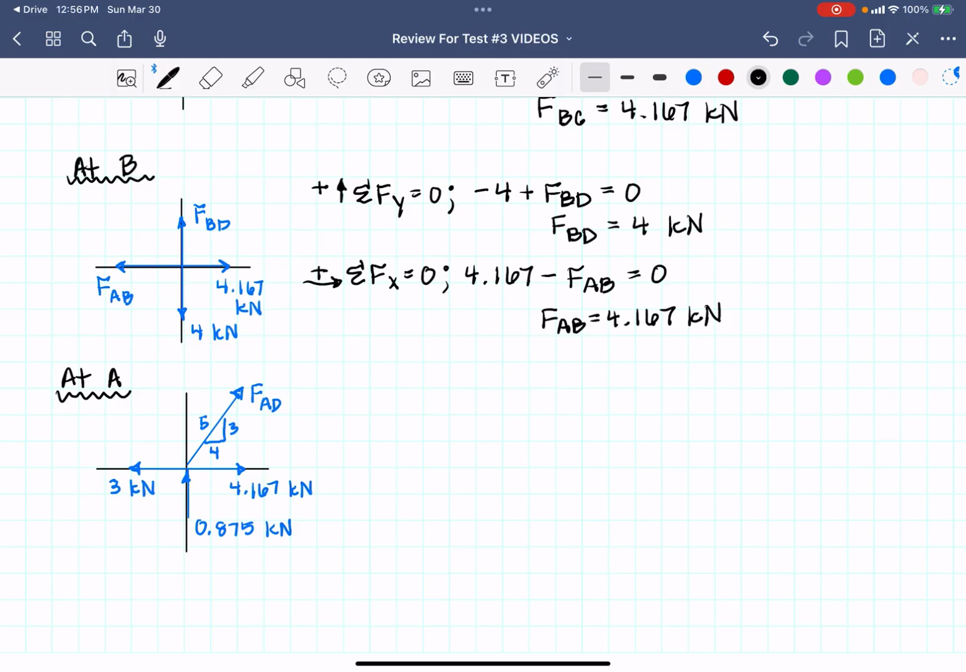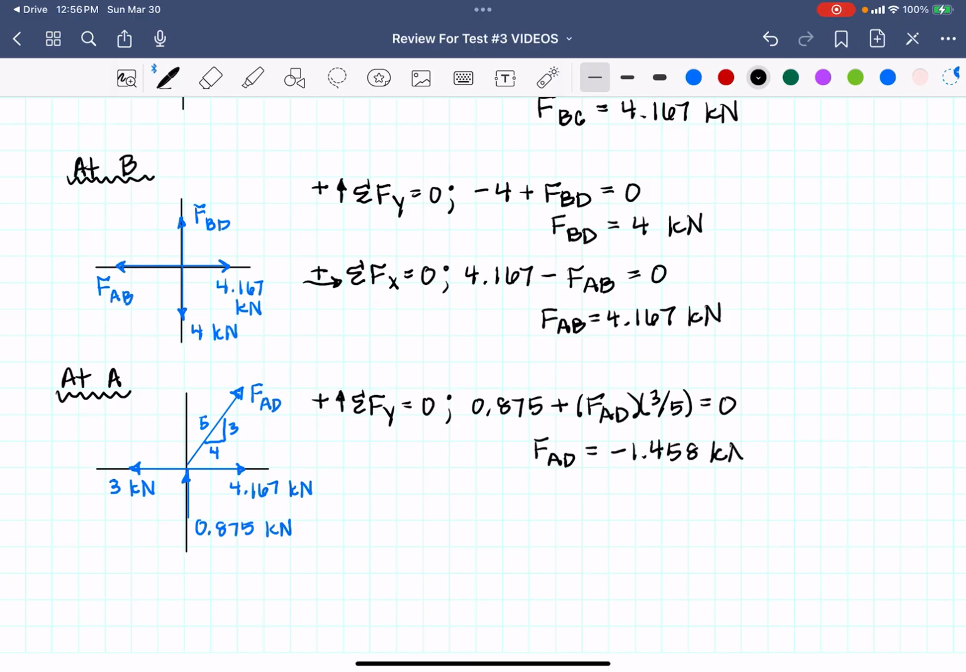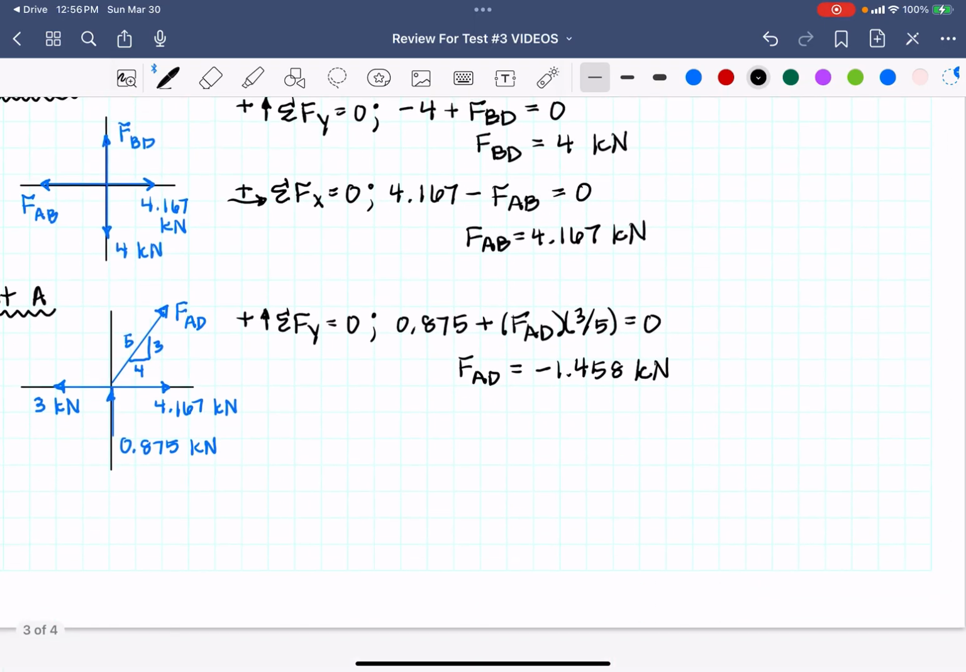It doesn't matter if I do X or Y. I'm going to do Y because I think it's easier, because I have more forces in the X. So I'm going to say that the sum of the forces in the Y equals 0. And in the Y, I've got 0.875, and then I've got the component of FAD that is vertical, which is 3/5, equals 0. So I'm going to get FAD. It's going to come out being negative, so it's in compression. Negative 1.458 kilonewtons.